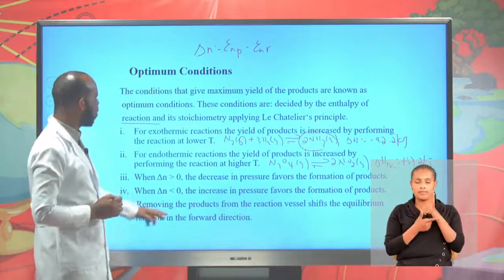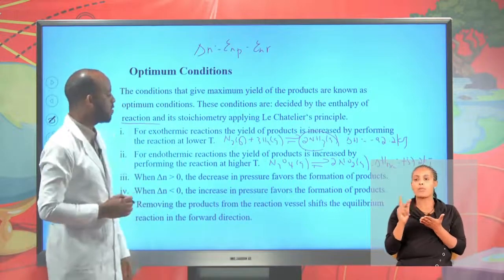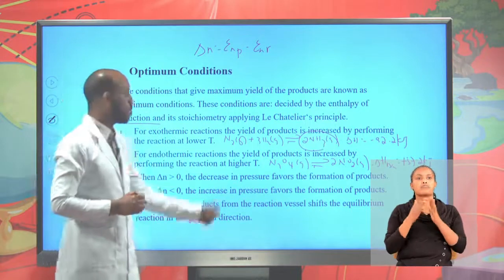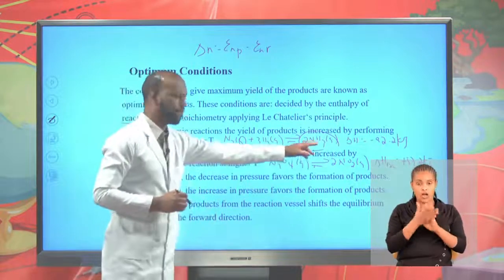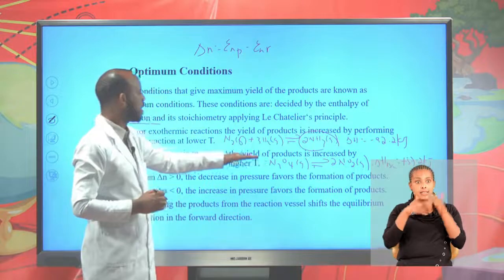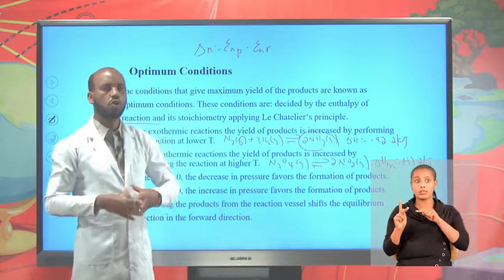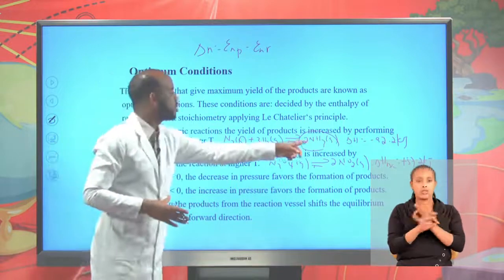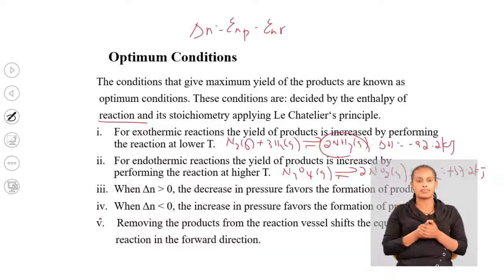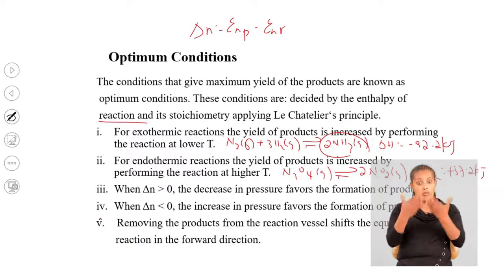Five, removing the product from the reaction vessel. If you remove ammonia, then equilibrium shifts to the product side to replenish the removed product. Hence, removing the product from the reaction vessel shifts the equilibrium in the forward direction.